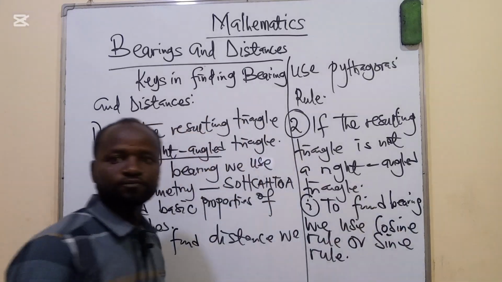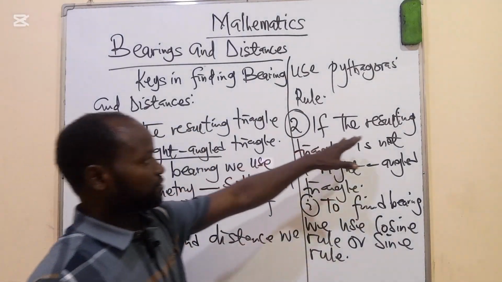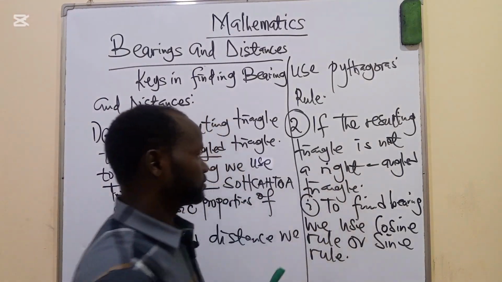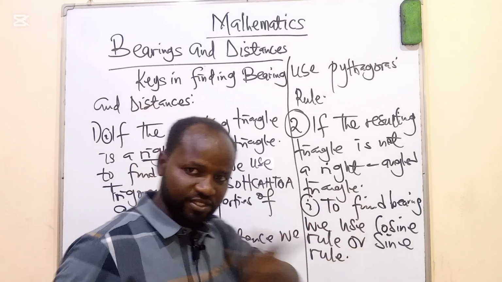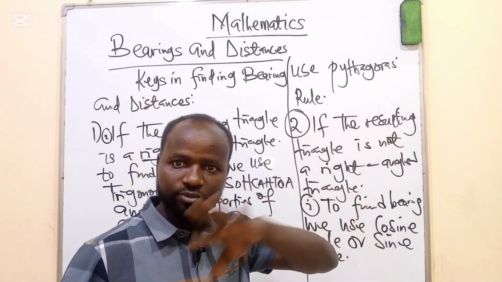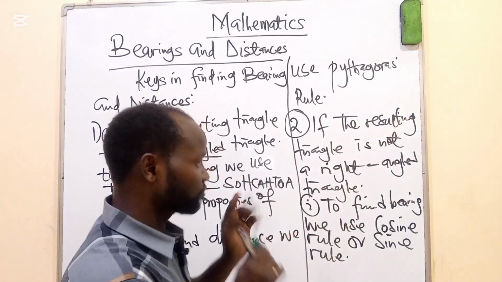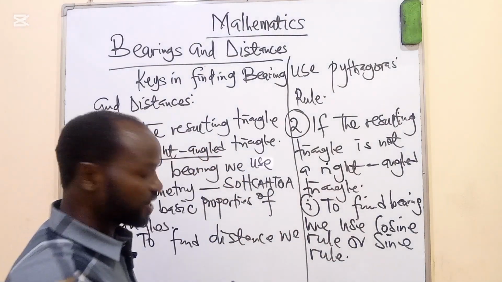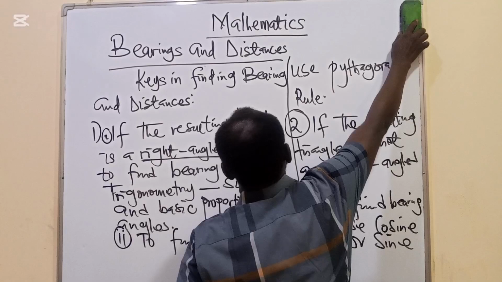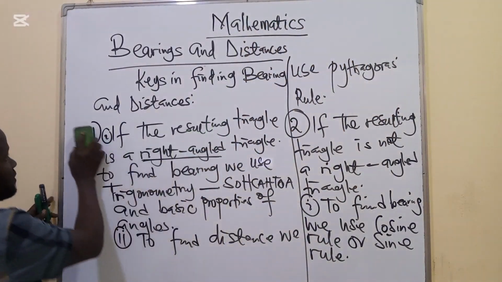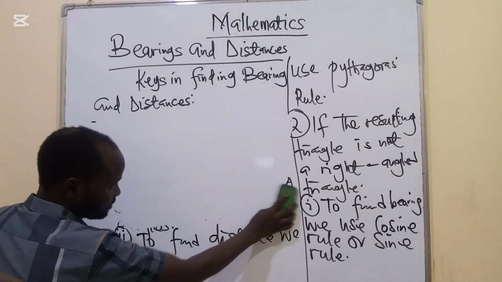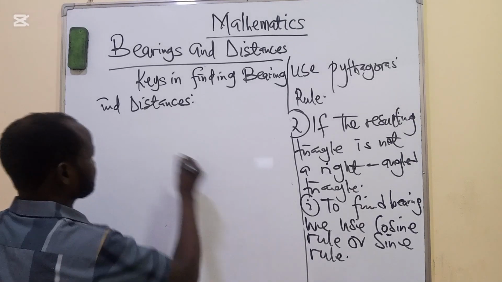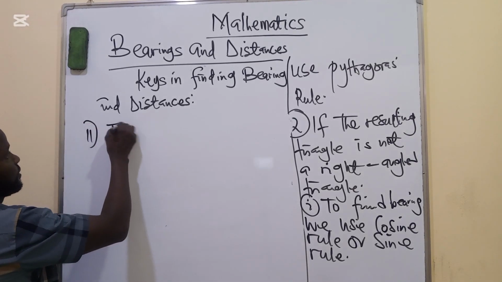So, if the resulting triangle is not a right angle triangle, meaning it could be obtuse angle or reflex angle as the case may be, to find bearing, we use cosine rule or sine rule. Very important. Okay, let's clean this number one since we're through with this. Roman numerals 2 now.